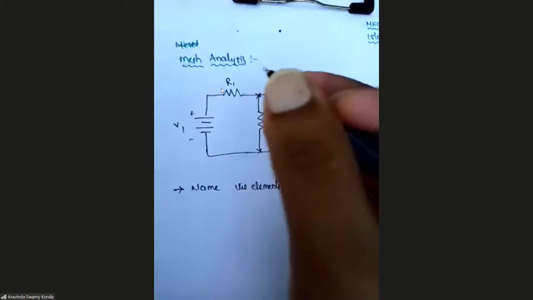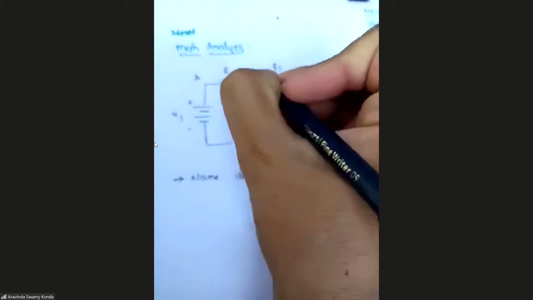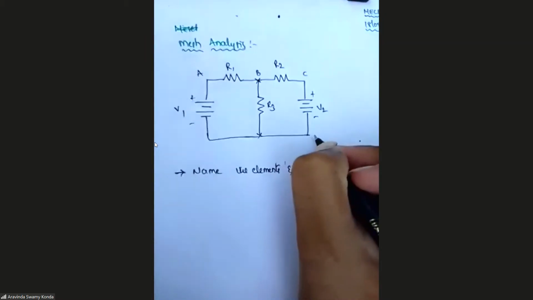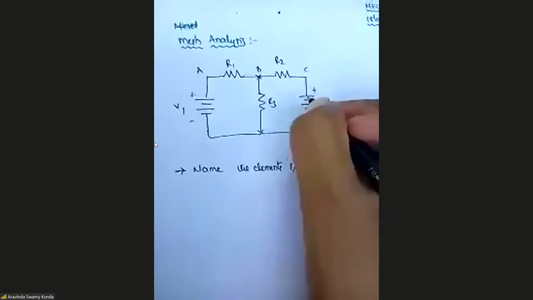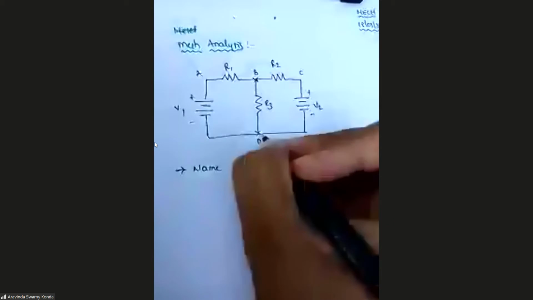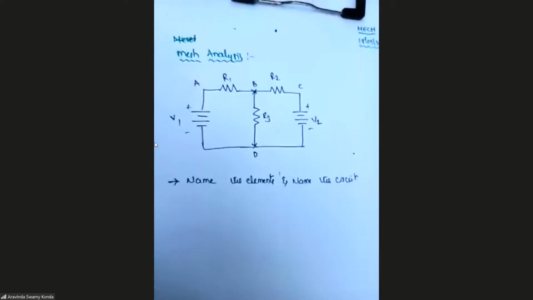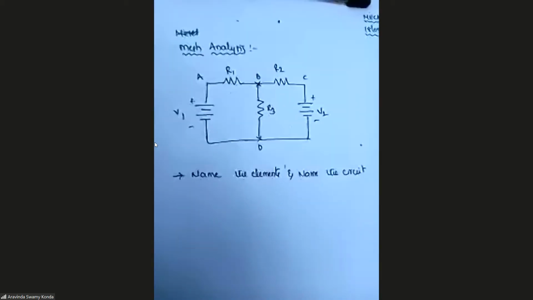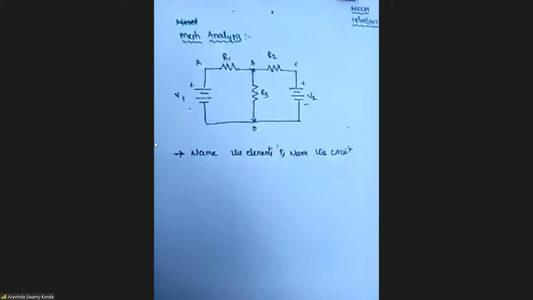So I'm taking A, B, C at each and every node, at each and every connection, you want to identify as A, B, C, D. Here we take one branch as B, A, D, then B, C, D, and B, D. So these are the branches. There is one reference node, and for the remaining nodes we take the names. So first name the elements and name the circuit.